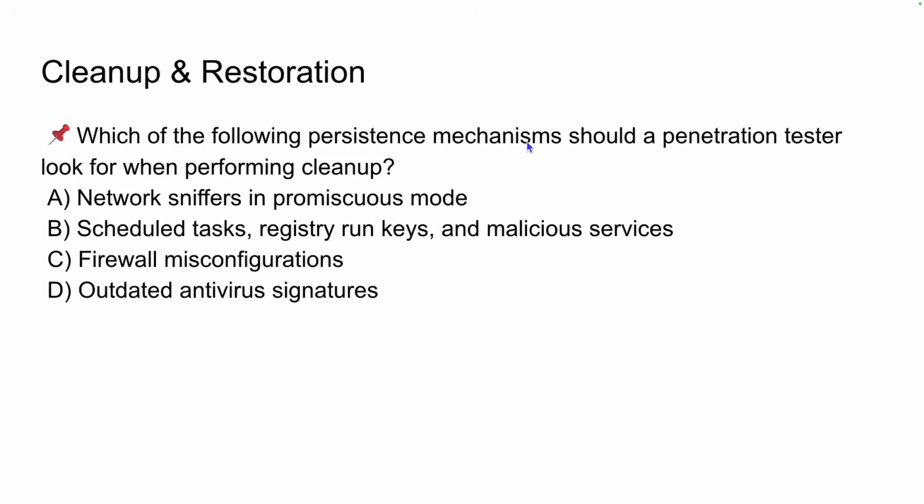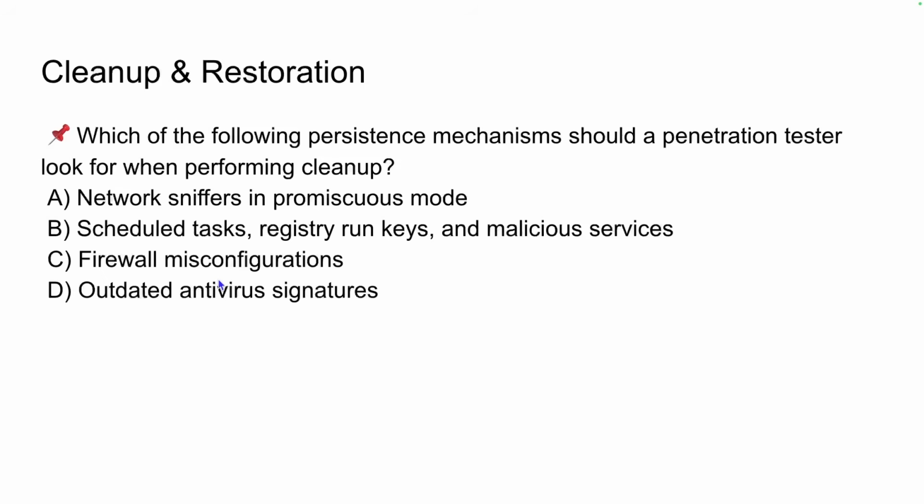Which of the following persistence mechanisms should a pen tester look for when performing cleanup? So which persistence mechanism are you looking for when you're doing cleanup? Network sniffers in promiscuous mode, scheduled tasks, registry run keys and malicious services, firewall misconfigurations, outdated antivirus signatures. So we're looking at persistence mechanisms. Okay, so firewall misconfigurations is not necessarily a persistence mechanism. It could be a defensive configuration that we need to fix, but it's not necessarily persistence.